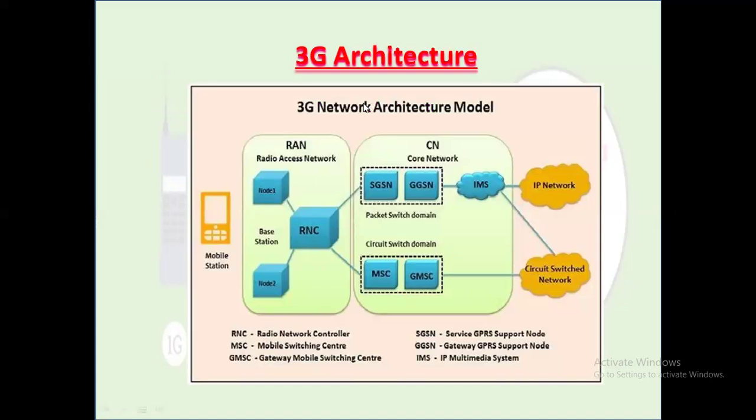And this is the 3G architecture. It consists of RAN and CN. RAN means radio access network, and CN means core network. This RAN consists of Node B, RNC, etc. RNC is the radio network controller, and the core network consists of SGSN, serving GPRS support node, and GGSN, gateway GPRS support node, and IMS, IP multimedia system.